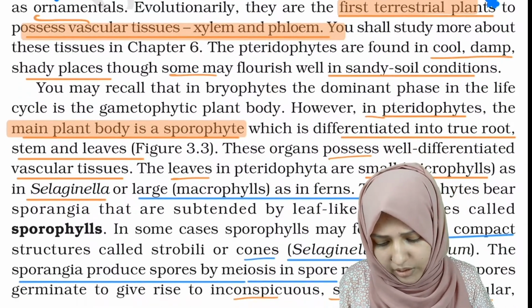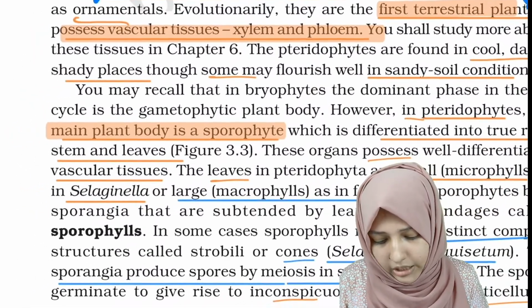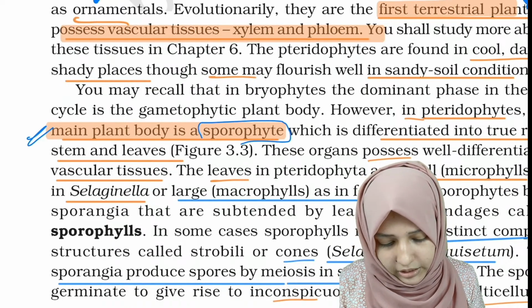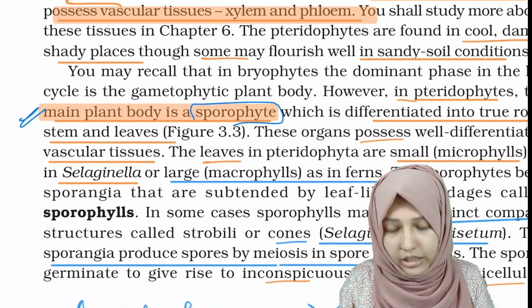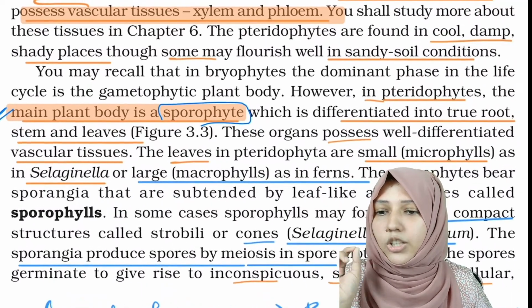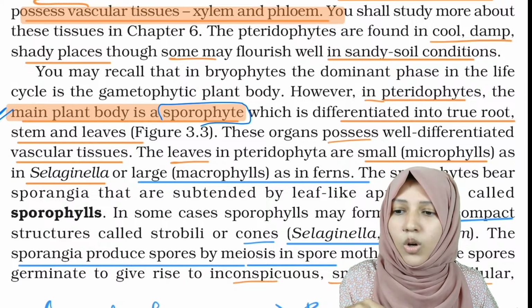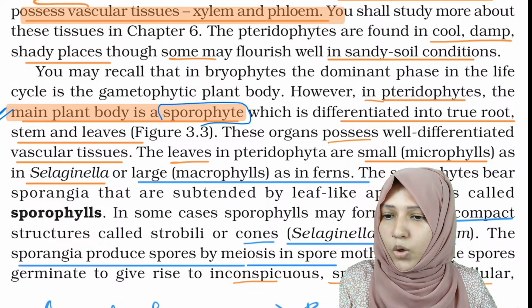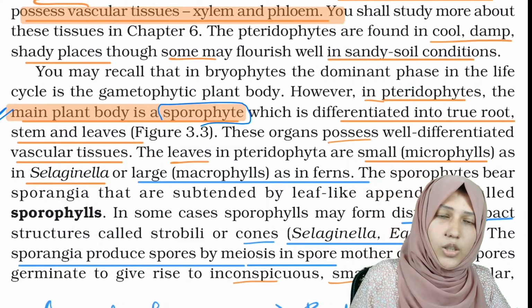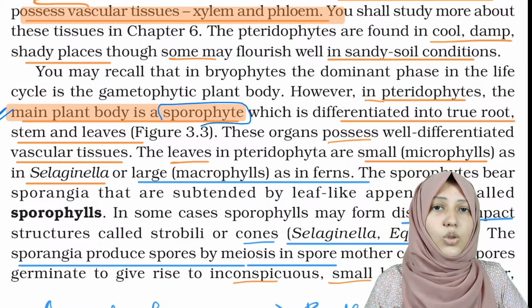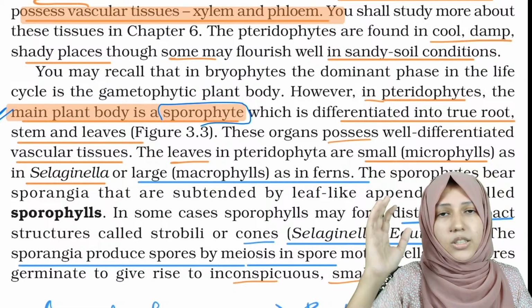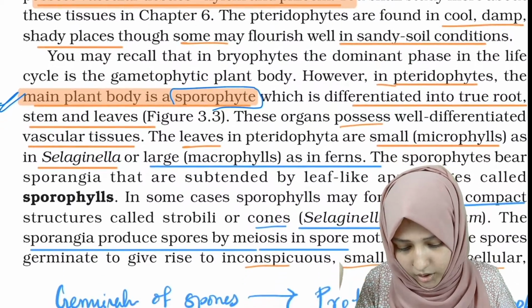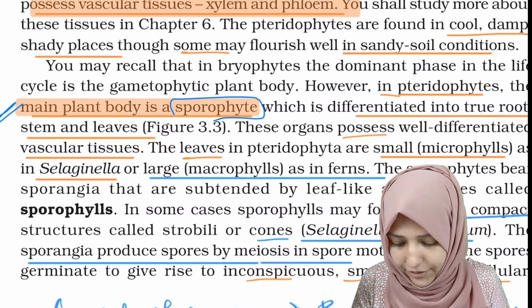Which is the main plant body? The main plant body is the sporophyte. Till bryophytes, the sporophyte was not divided into true root, leaf and stem, but in Pteridophytes the sporophyte is differentiated into true root, leaf and stem like structures. These organs possess well differentiated vascular tissues.